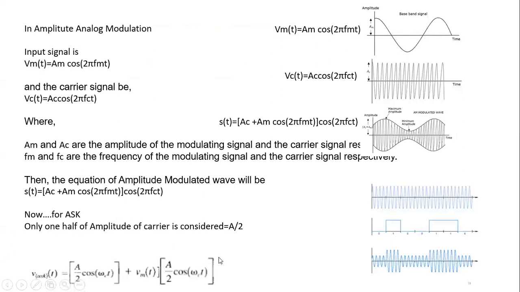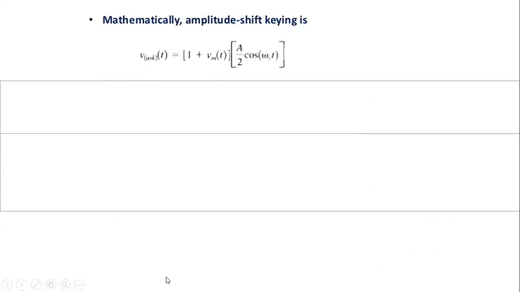And since we are talking about only half part, we are not taking the entire amplitude modulated signal. So now only half part we are taking. So it is coming as A by 2, where A is the total amplitude from the upper half to the lower half. But we are talking about only half of it, so we are calling it A by 2. Okay. So mathematically, the amplitude shift keyed signal becomes Vm [1 + Vm(t)] A/2.